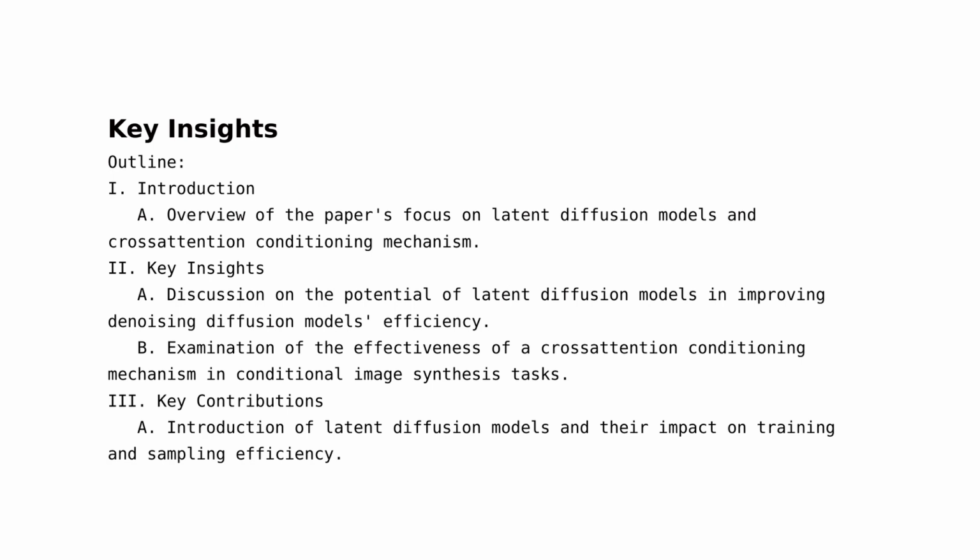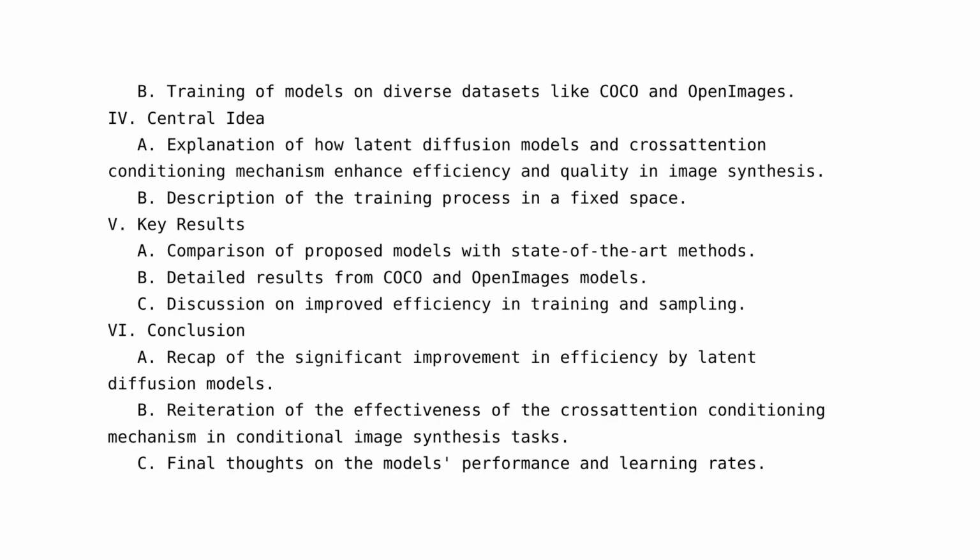The models are trained on the COCO and OpenImages datasets, demonstrating their versatility. 3. Key idea. The central idea of the paper is to leverage latent diffusion models and a cross-attention conditioning mechanism to enhance the efficiency and quality of conditional image synthesis. The models are trained in a fixed space, avoiding the difficulty of weighing reconstruction quality against learning the prior over the latent space.